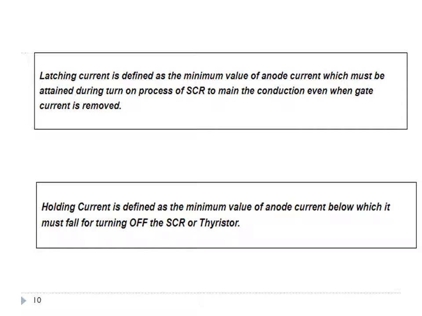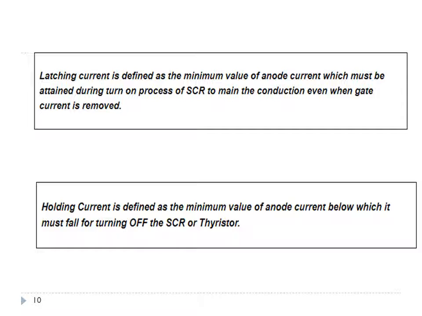So here we can see the definitions of latching current and holding current. Latching current is defined as the minimum value of anode current which must be attained during the turn-on process of the SCR to maintain the conduction even when the gate is removed. That is, the minimum amount of current which is attained during the turn-on process of the SCR to maintain it in the conduction mode even after the gate is removed.